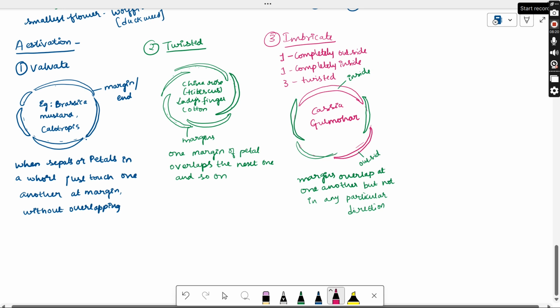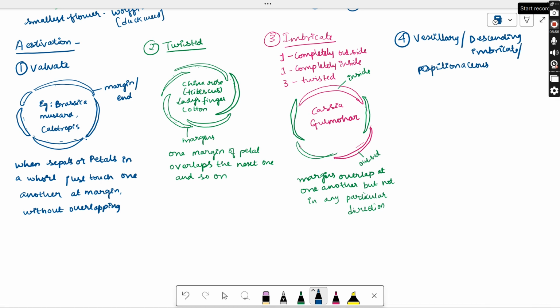And the fourth type is vexillary or papilionaceous type of aestivation. Vexillary or papilionaceous, we have another term also, that is descending imbricate. Descending imbricate type of aestivation, as we can see in the Papilionaceae. This is the papilionaceous type of aestivation. So here we have a special arrangement of these petals.